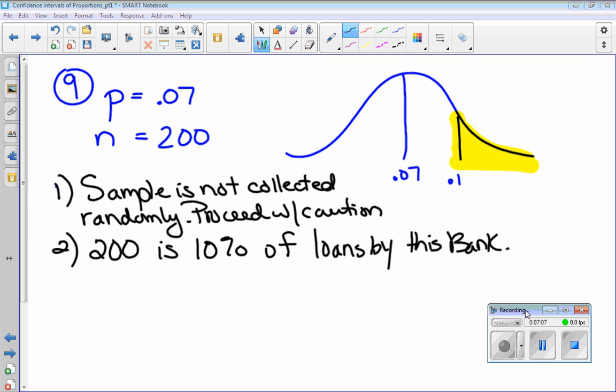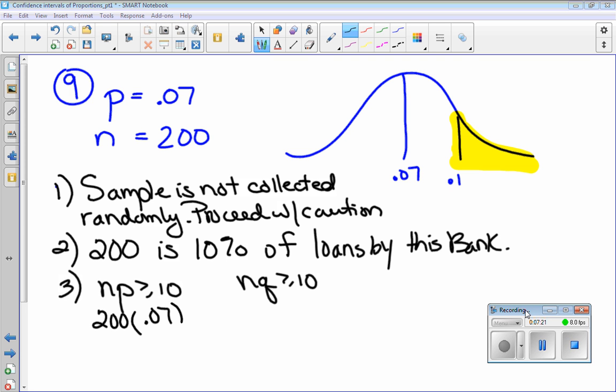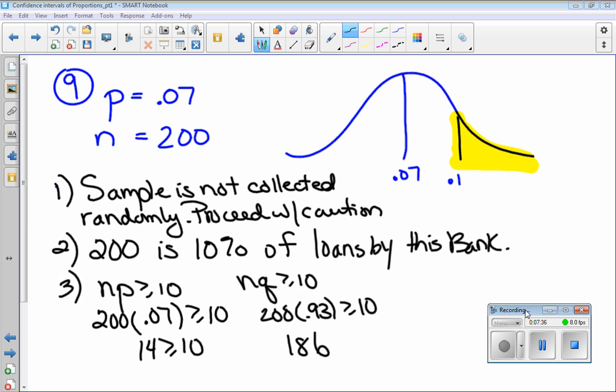Okay, and then the third condition is our new condition. So we're going to say np is greater than or equal to 10, and nq is greater than or equal to 10. So we have 200 times 0.07. Is that greater than, what is 7% of 200? 14? So barely, but it is. And then we have 200, and then we have 93% of that. So you should get 186. By the way, these should add up to be the total of n, right? That kind of makes sense.